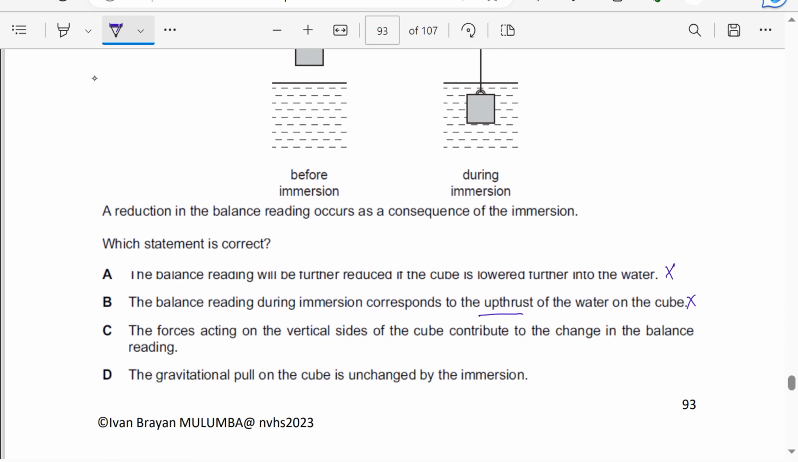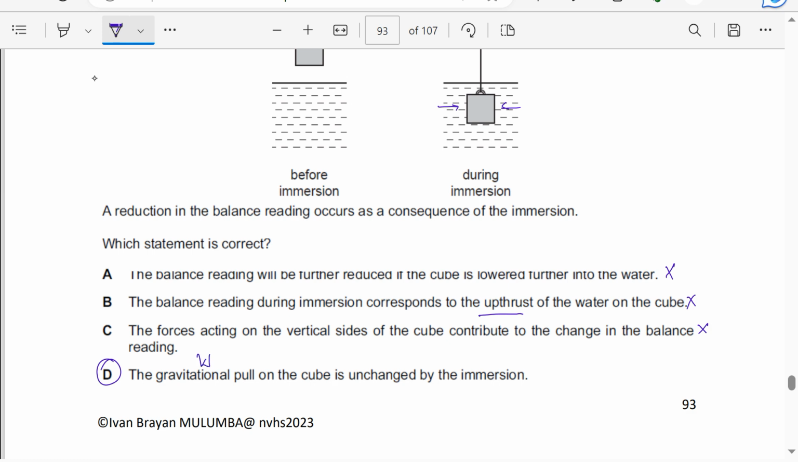The forces acting on the vertical sides of the cube contribute to the change in the balance reading. That is pressure, the force on the vertical side. That is not true. It does not contribute to the change in the balance reading. The gravitational pull on the cube is unchanged by the immersion. I think this is a very correct statement. The gravitational pull is the weight.